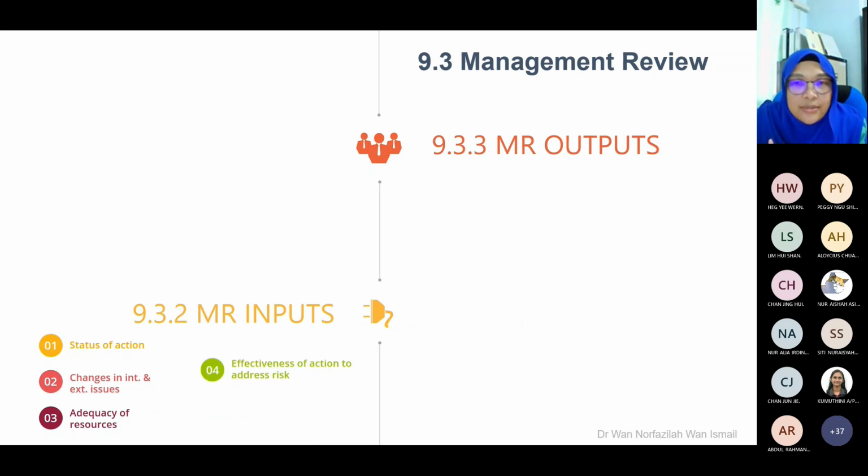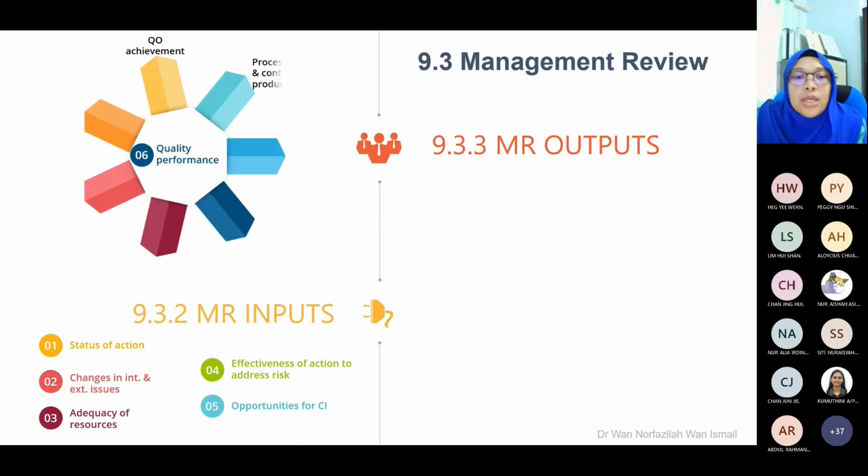Effectiveness of action to address risk. Okay, this one going back to status of action just now. So effectiveness, whether it is effective or not. You already done 70% of the action. You already take action to address the risk, 70%, but what is the effectiveness? Okay, also need to report during management review. And also opportunities for continuous improvement. Is there any opportunities for continuous improvement? Okay, need to also report during management review.